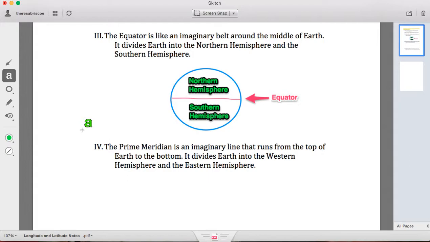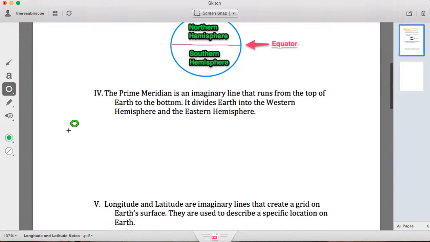Why is that important? Well, if you were trying to tell somebody which hemisphere the United States is in, this would help you to decide. You can look at a map that actually has the continents and oceans on it, and you can find the equator on the map to find out what continents or oceans lie in the northern hemisphere or the southern hemisphere.